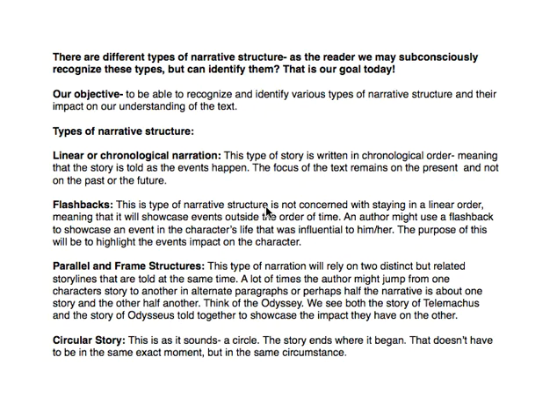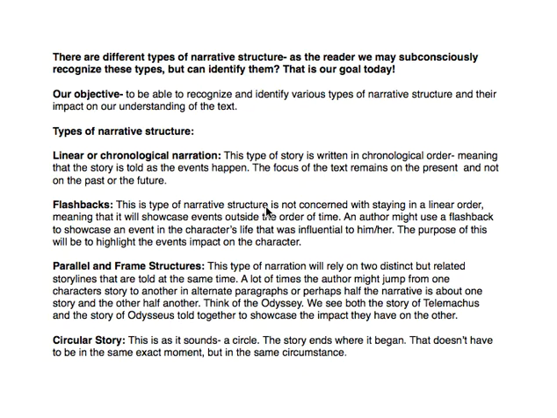We have linear or chronological narration. This probably sounds familiar. Chronological order is when the story is written as the events unfold, from the beginning to the end. It's like a timeline. It starts today and tells the story of what happened all day long today, and then it ends at bedtime tonight, as an example. The focus of this text remains on the present and does not dwell on the past or on the future.